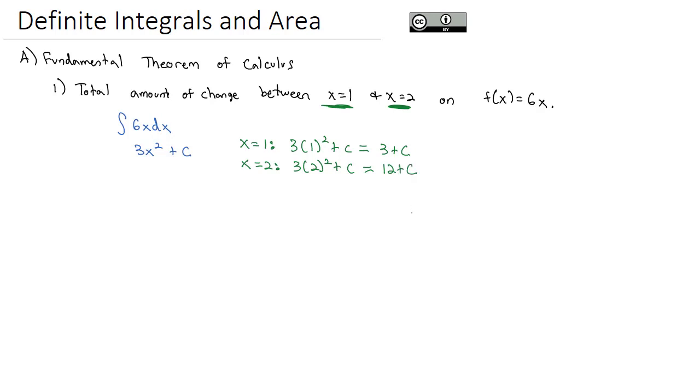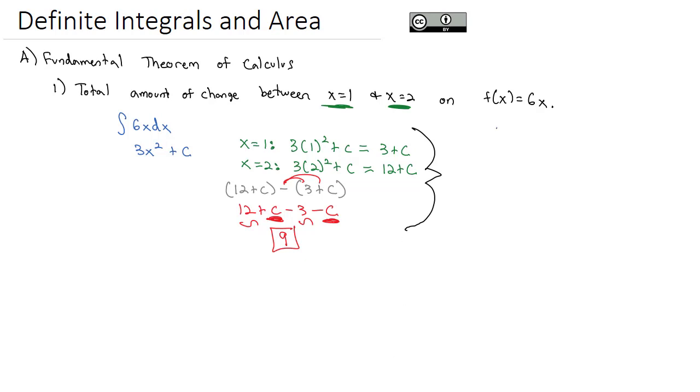We want to know how much change happened between them. That means we're going to subtract them. We'll take the top one, the 12 plus c, and we'll subtract the 3 plus c. Well, if I distribute the negative through, we get 12 plus c minus 3 minus c, which is kind of nice because c minus c subtracts out to 0. And so all that's left is 12 minus 3, which is 9. In other words, the total amount of change that has happened between 1 and 2 on the function 6x is actually equal to 9.